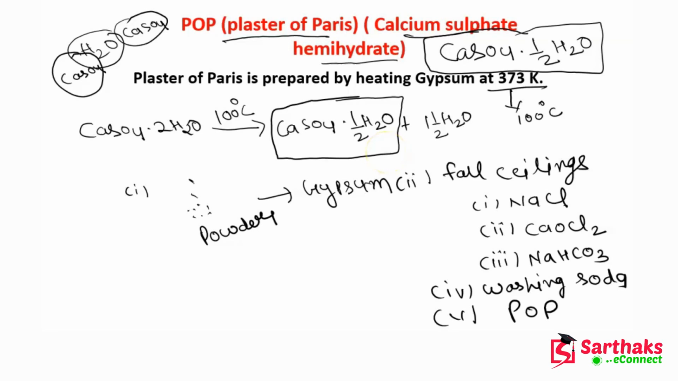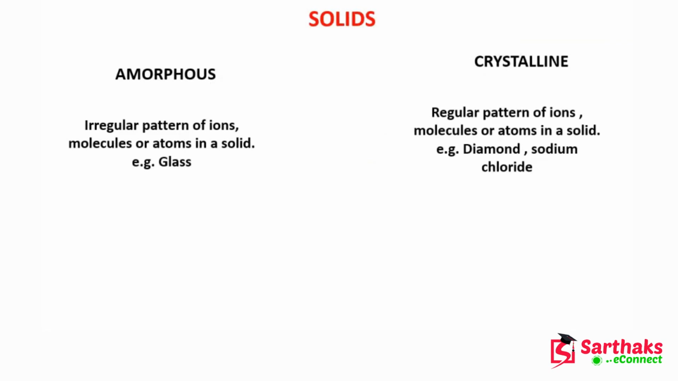So guys, here we are. Okay, so this is very important. We will talk about the types of solids. Okay, so basically guys, there are two types of solid. First one is amorphous and second one is crystalline. So what is the difference between an amorphous solid and a crystalline solid?